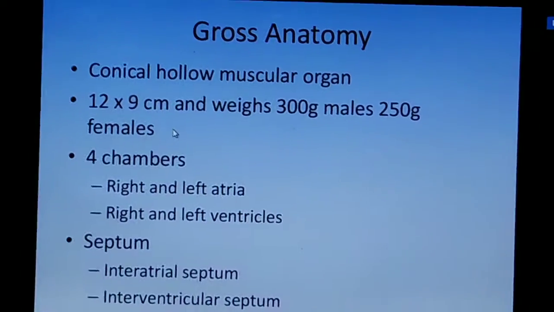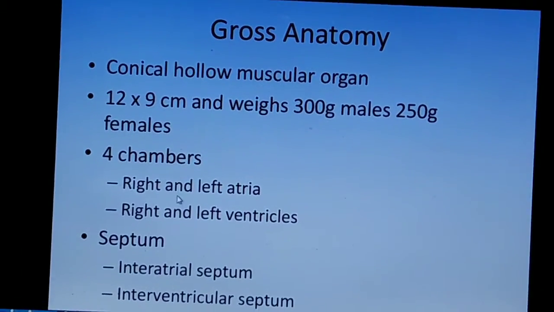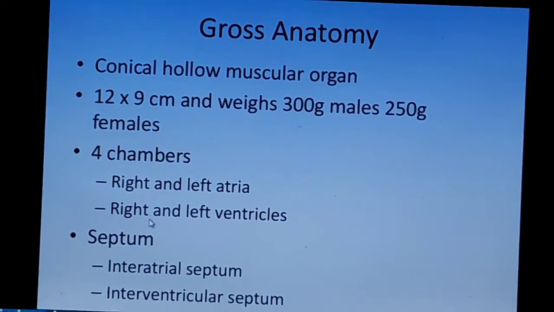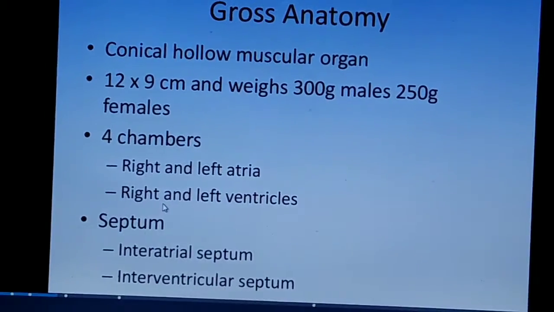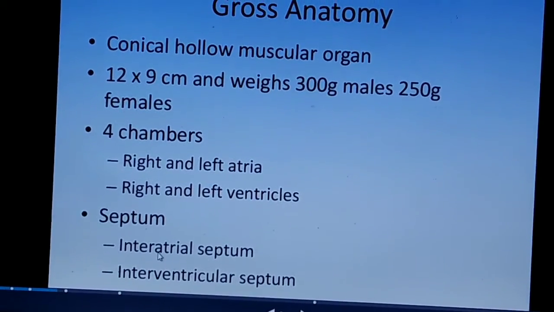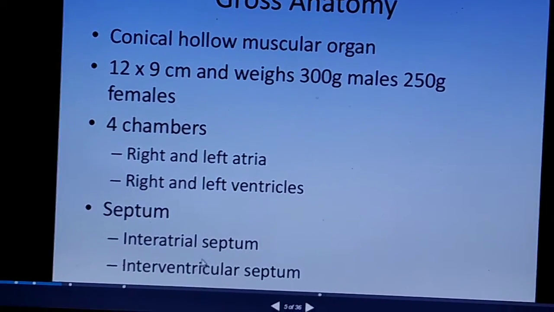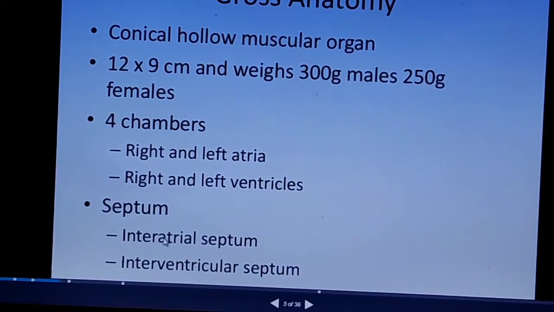Then septum. First one is the interatrial septum. The interatrial septum lies between the left and right atrium. Then the interventricular septum lies between the left and right ventricles. These are the septums.